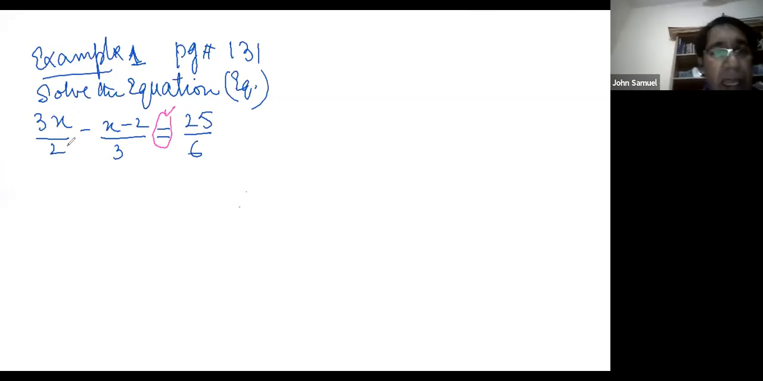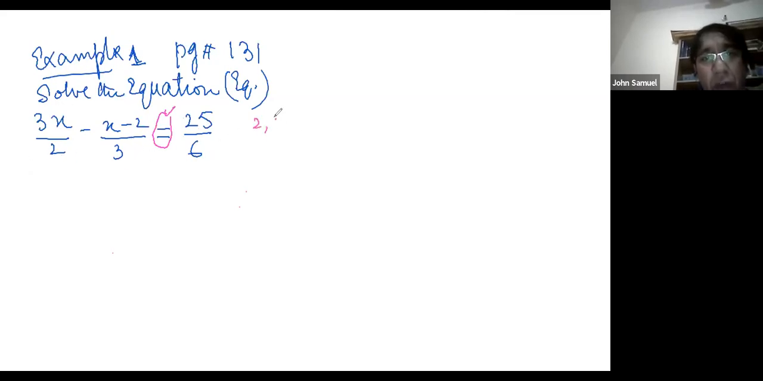Then see, this equation is in rational numbers. See 3 upon 2, x minus 2 over 3, 3x over 2, 25 over 6. So what we will do in the first step is bring this into linear form. For this purpose, student, we will take the LCM of all these three fraction terms. I mean तीनों terms के LCM ले लेंगे. So we'll write here multiplying. What is the LCM of 2, 3, 6?